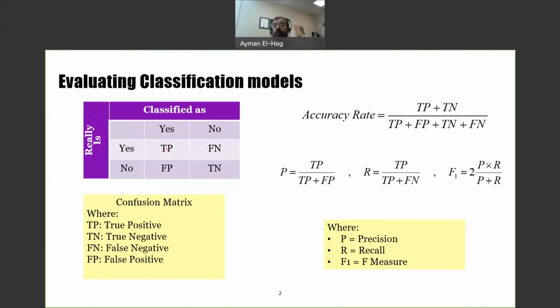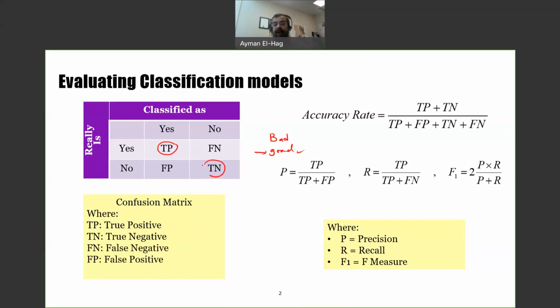The first one is true positive. To explain this, let's assume we have a classification problem that is binary. So let's say we want to classify transformer oil as good or as bad. So it's two classes: we have the class of bad and we have the class of good. So what does true positive mean? True positive means that the transformer oil is actually, for example, good and classified as good. So this is what is meant by true positive.